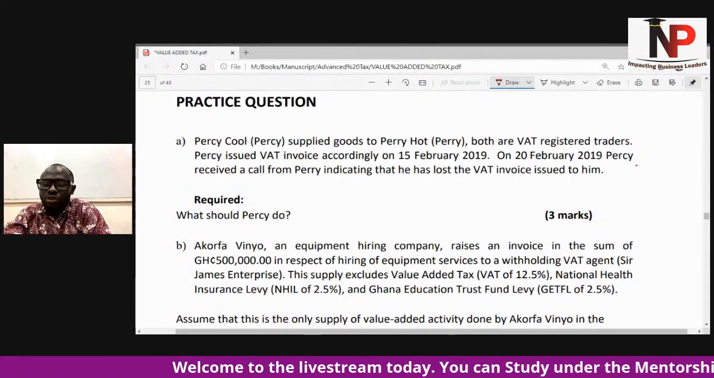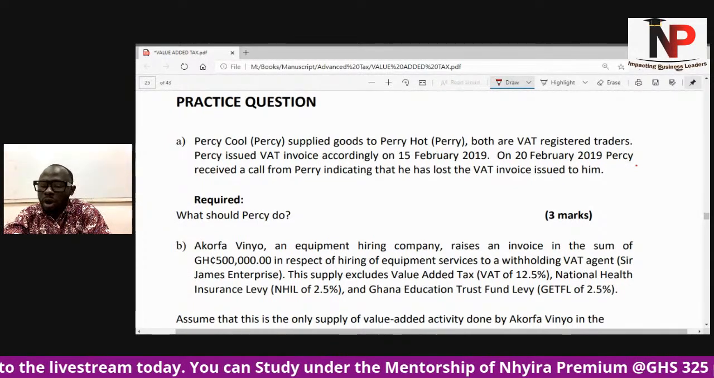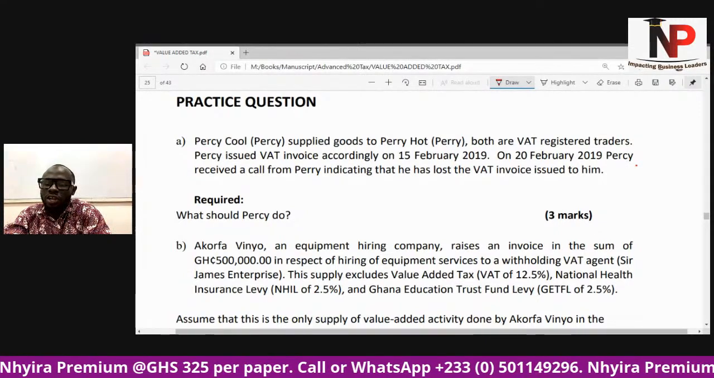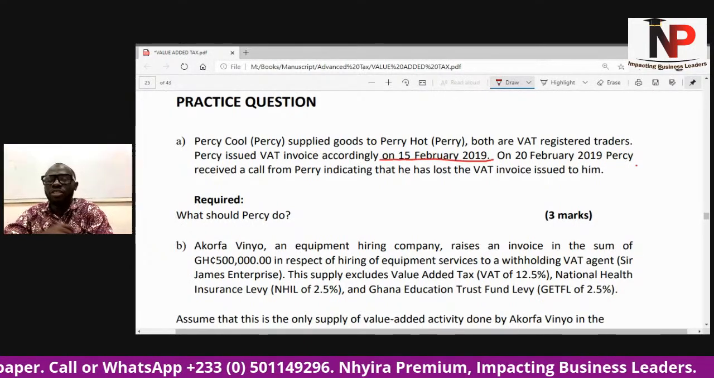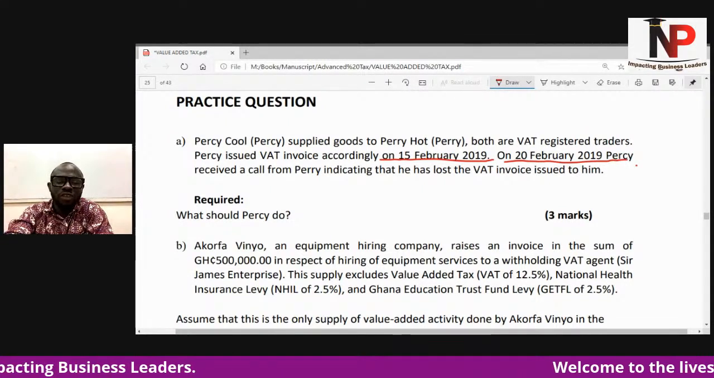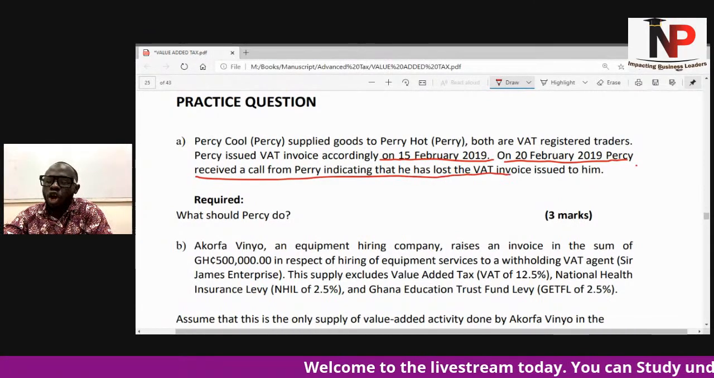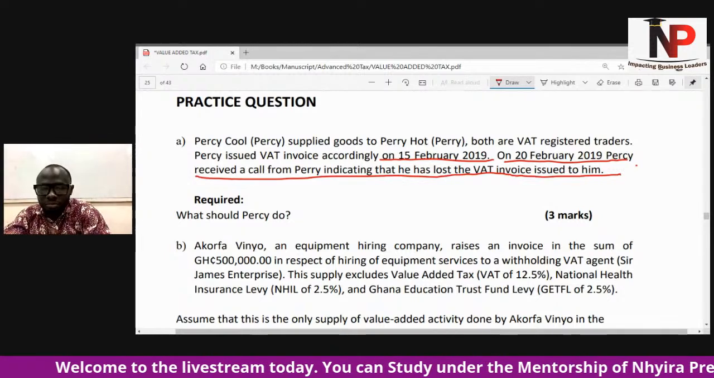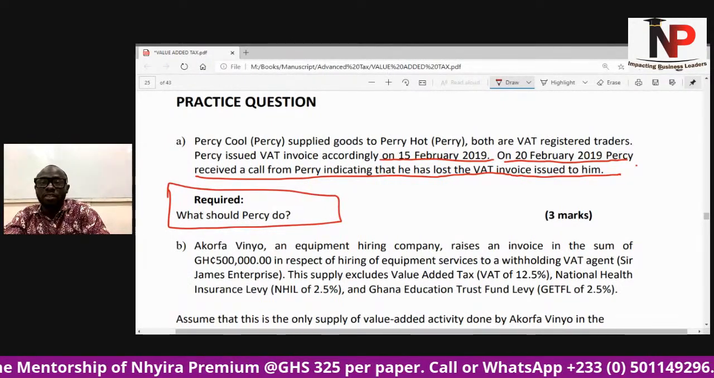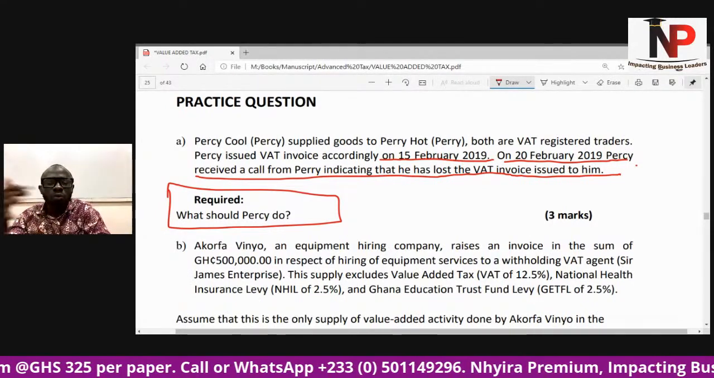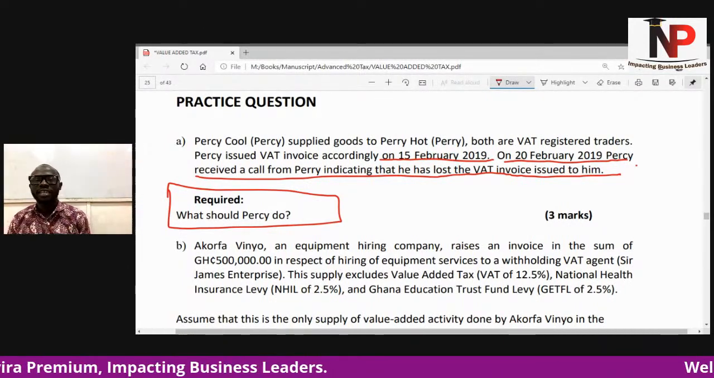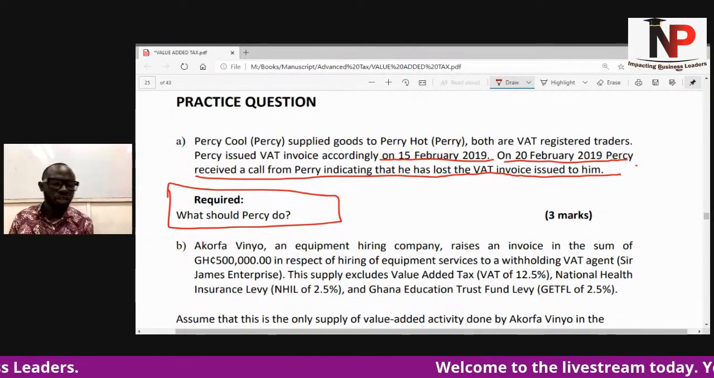Persicool supplied goods to Perry Hot PLC. Both are VAT registered traders. Percy issued a VAT invoice accordingly on 15th February 2019. On 20th February, that is after 5 days, Percy received a call from Perry indicating that he has lost the VAT invoice issued to him. The requirement is, what should Percy do? So what does the VAT law say about when you've issued a VAT invoice and then the customer comes back and says, I've misplaced it? What do you do? This is what we have to do here.